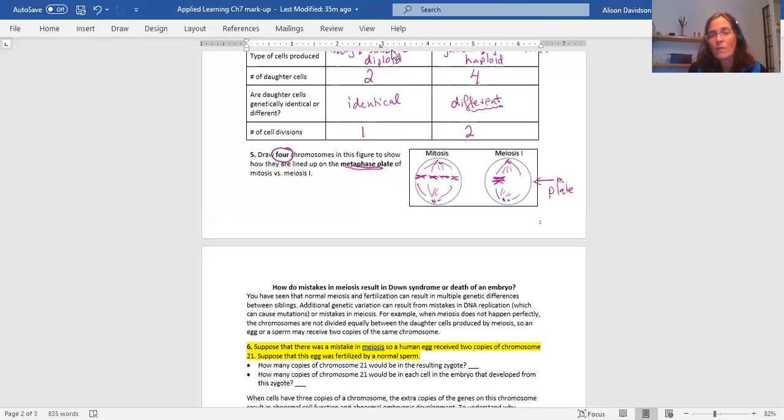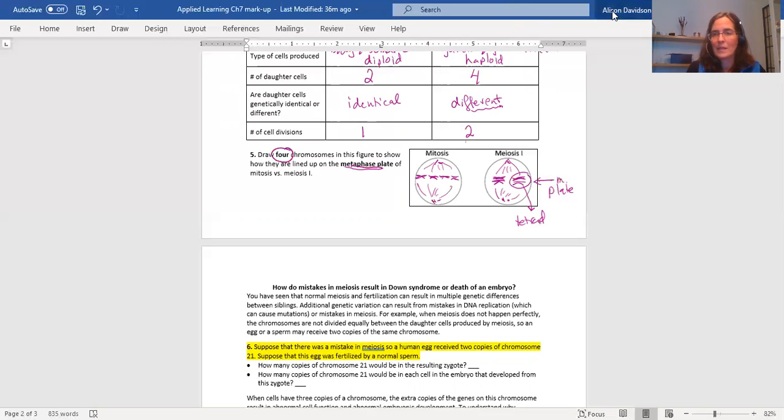So here are our first 2 chromosomes. Here's chromosome number 3 in duplicated state. And here's chromosome number 4 in duplicated state. Again, they have linked up with each other, the homologous chromosomes, to form what we refer to as a tetrad. This is the way you would see 4 chromosomes lined up in meiosis 1.